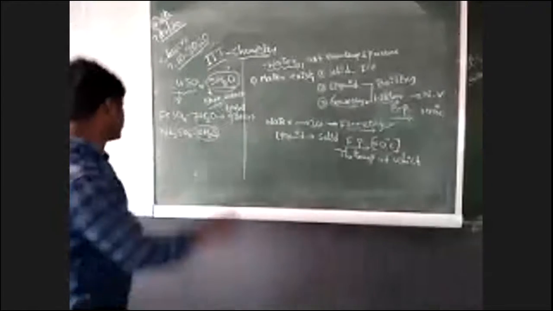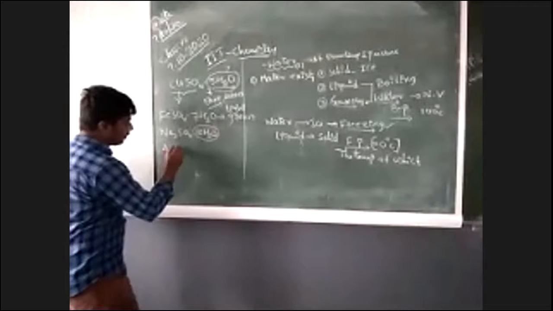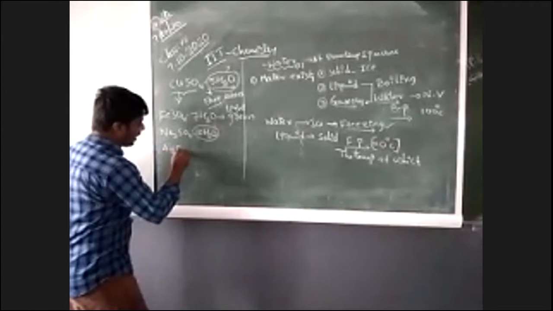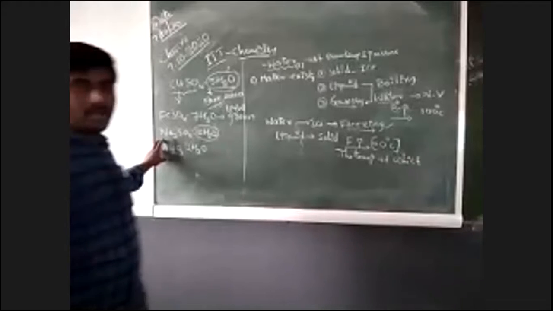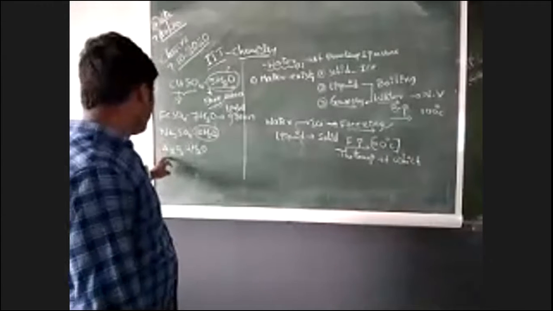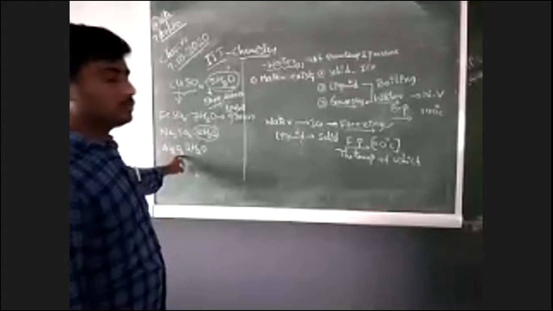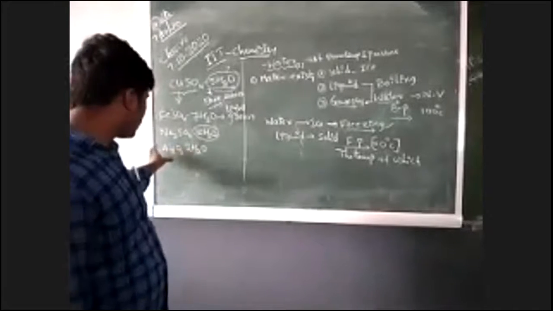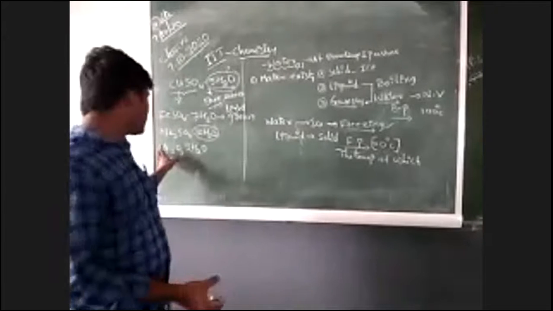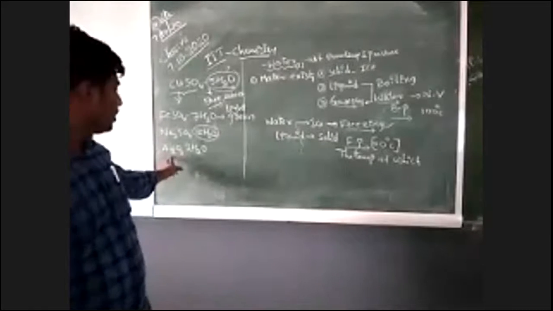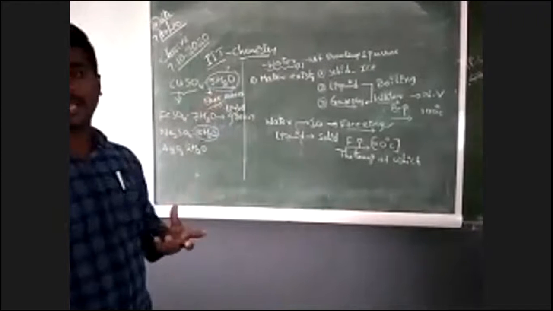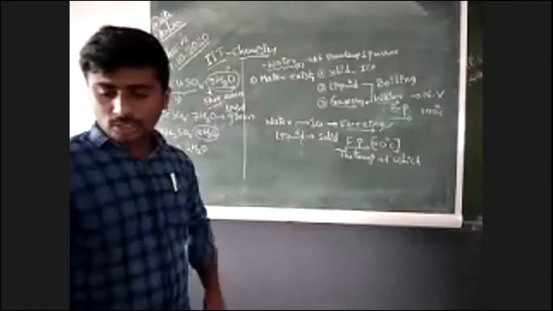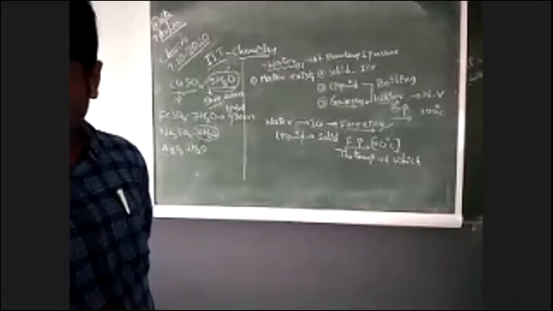Next one is bauxite, Al2O3 2H2O. Al means aluminium, and O3, three oxygens. Normally the chemical name is aluminium trioxide, but we call it bauxite. It is an ore. Is it clear? It is also not mentioned to have any color.